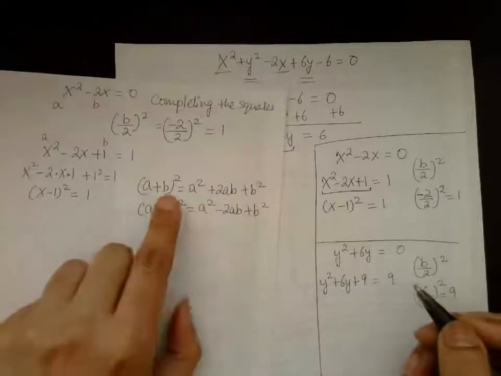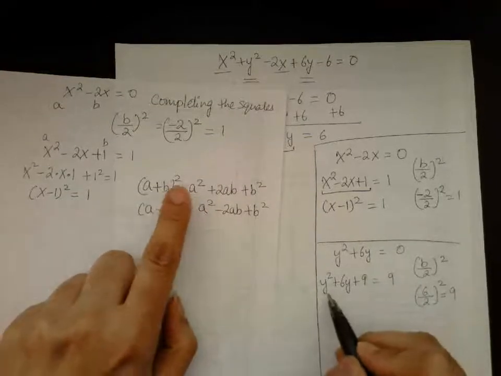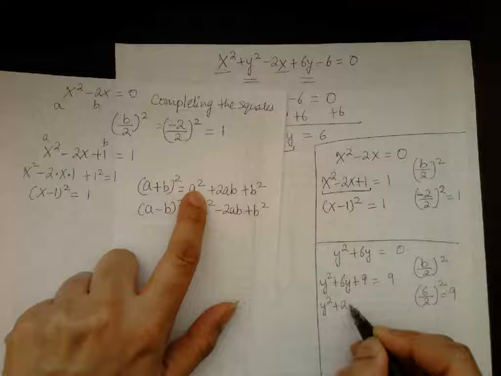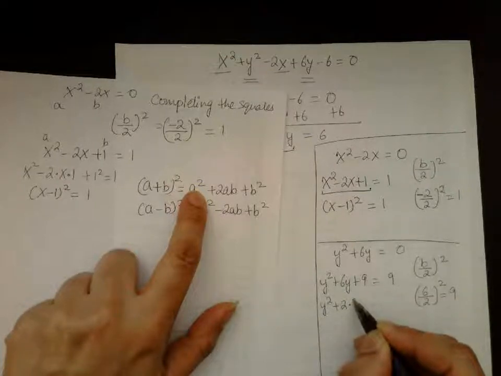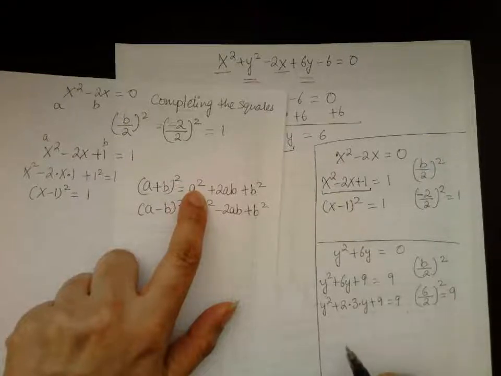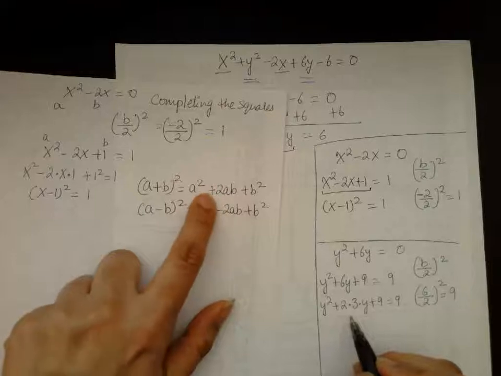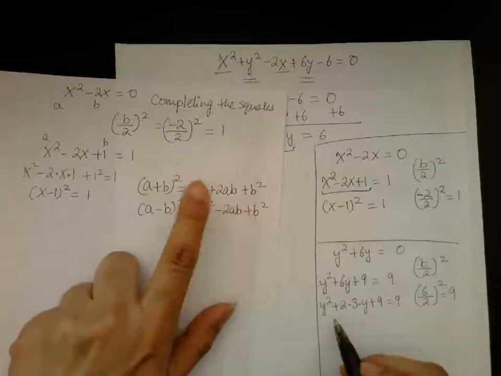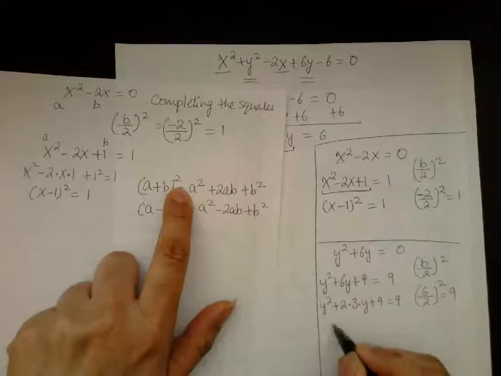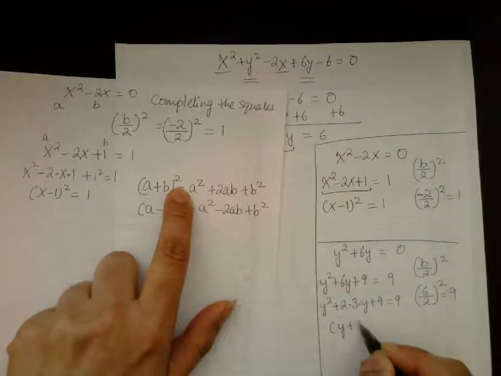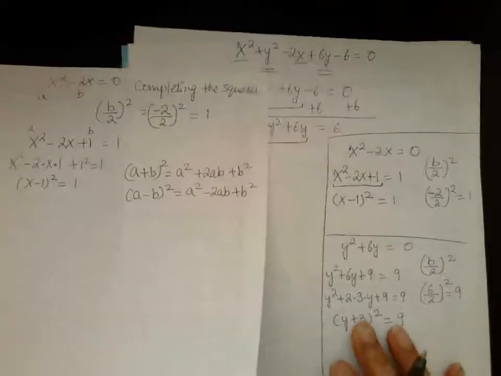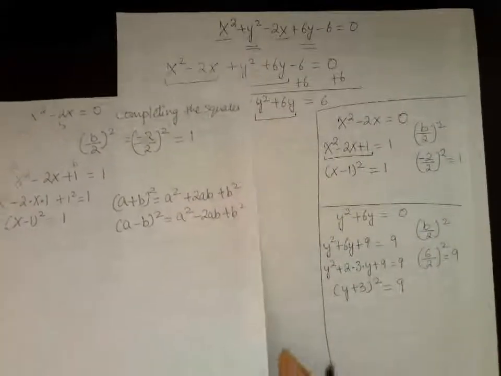Okay, again, can I use these two identities? Let's try. a squared, okay, 6y I can rewrite as 2 times 3 times y, plus 9 is equal to 9. Now, this is in the same form of a squared plus 2ab plus b squared. I can factor it as y plus 3 squared is equal to 9. Again, you can use whatever method to factor and whatever makes sense to you.